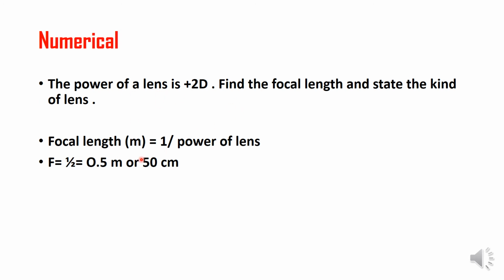Power is given 2. So we will say focal length is equal to 1 by power. So 1 by 2. 1 by 2 is 0.5. We will get it in meters only. You can then convert it into centimeter and say it is 50 centimeter. So very simple problems are there in your text. Please try to solve all the problems today.